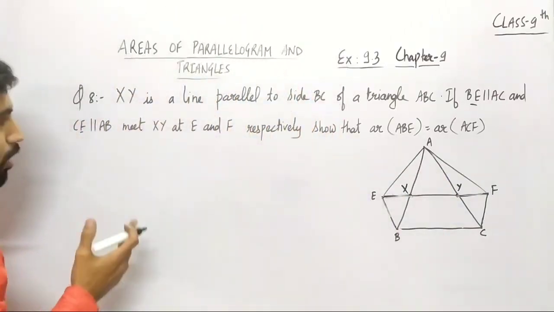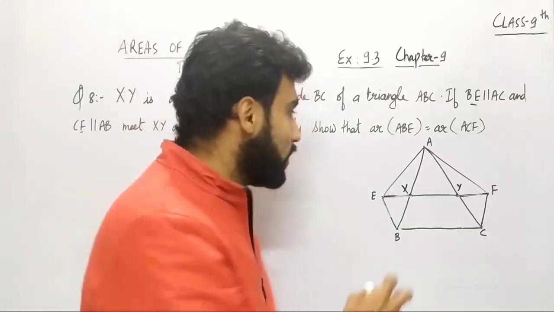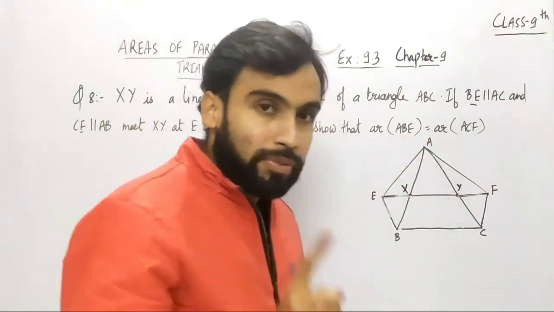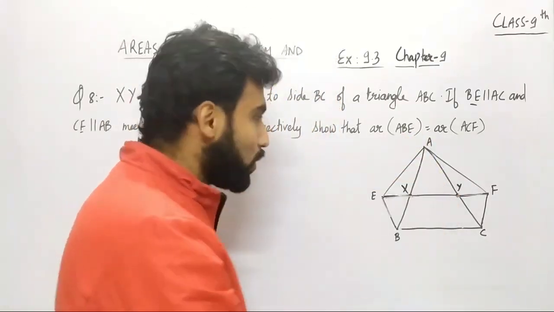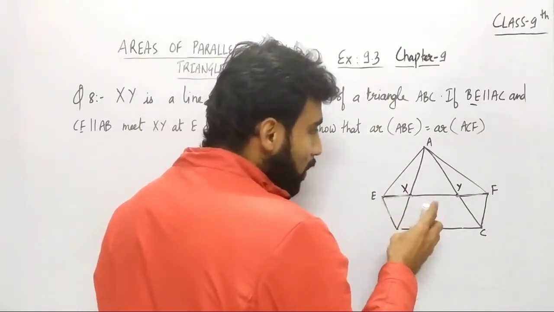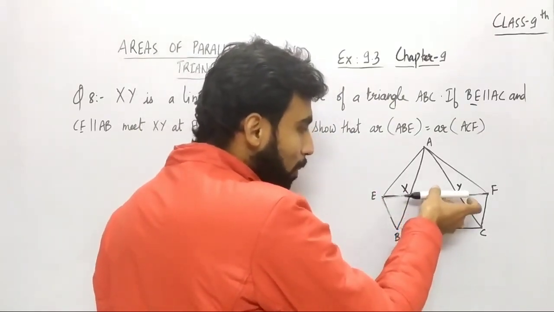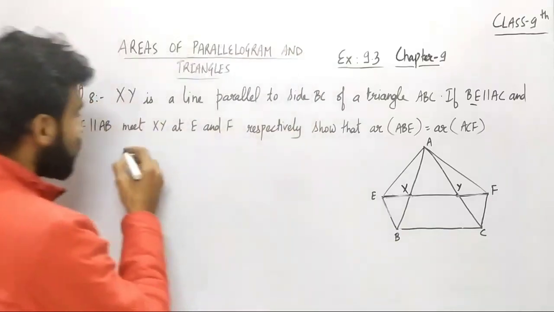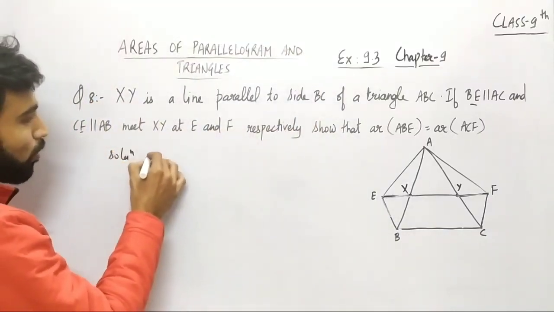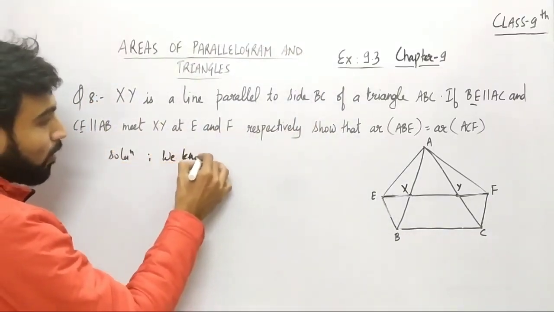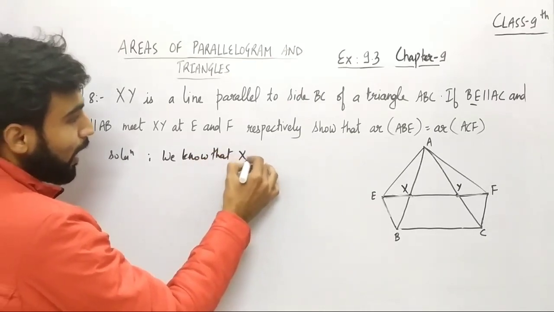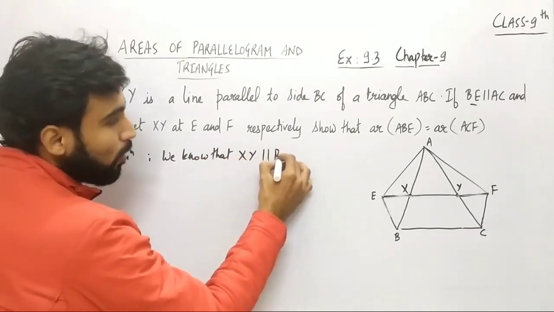So starting off my solution, so how we will prove that these two triangles are equal in area? The first step to prove this is you can see सबसे पहले हमें ये चीज पता है कि ये जो XY है ये parallel है BC के. So let me first write down the solution here. So we know that XY is parallel to BC.